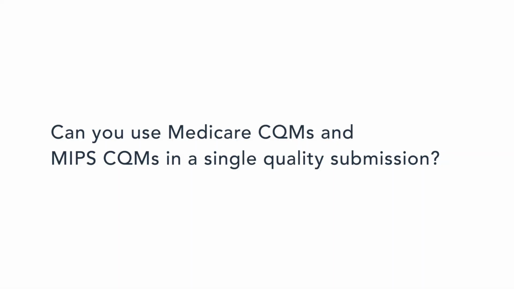Can you use the Medicare CQMs and the MIPS CQMs in the quality submission for ACOs? Yes, you can, Laura. Your submission, at least for 2024, can be any combination of MIPS CQMs, Medicare CQMs, and eCQMs. They can even be duplicative. You could submit all three measures all three ways. Medicare will give you credit for the best score found in your redundant submissions.